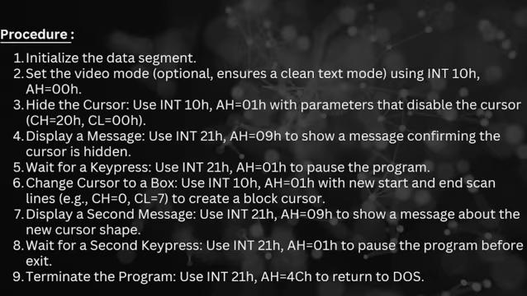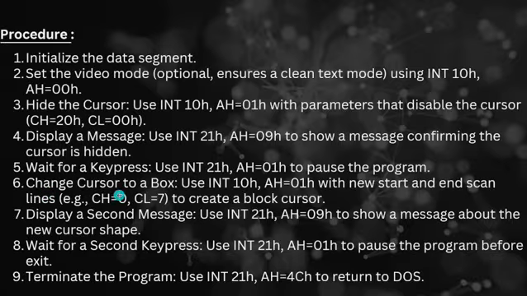Let us move towards the procedure now. First, we will initialize the data segment so that we can access our messages. Then we will set the video mode by using function 00h. Then hide the cursor using 01h with parameters that disable the cursor, which are CH is equal to 20h, CL is equal to 0h. Then for displaying the message, we will use the 09h function. Then wait for a key press. We will use int 21h function 01h to pause the program.